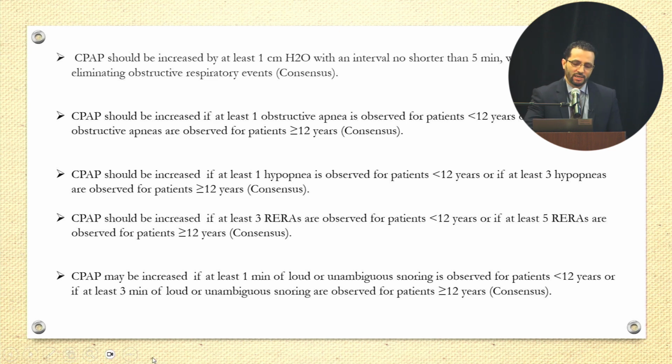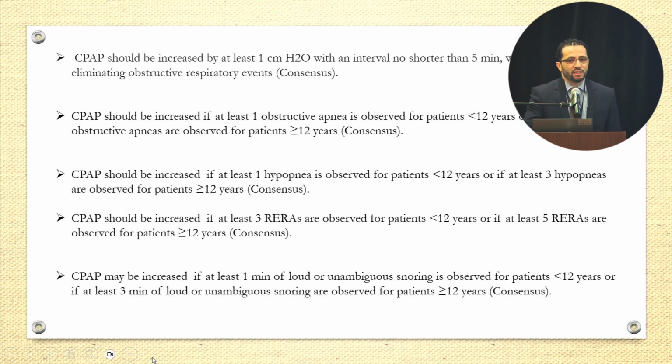You increase your CPAP for at least 1 obstructive sleep apnea. If you have a child or pediatric patient less than 12 years old, you change your CPAP up by a minimum of 1. You can do more than 1 for severe apneas, but 1 centimeter of water is usually what's used in children, going up to eliminate the obstructive events. So if you see 1 obstructive apnea, you change your CPAP a little bit up. For adult patients, you need 2 obstructive apneas to change your CPAP up.